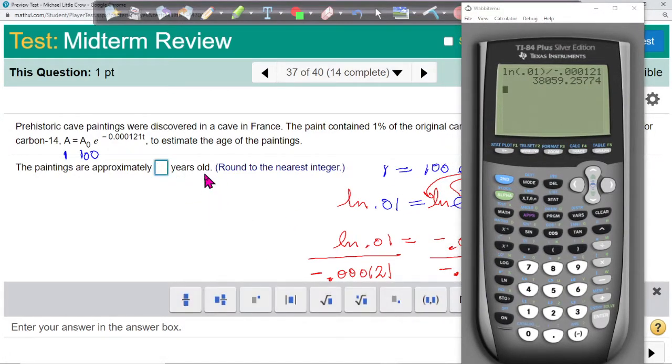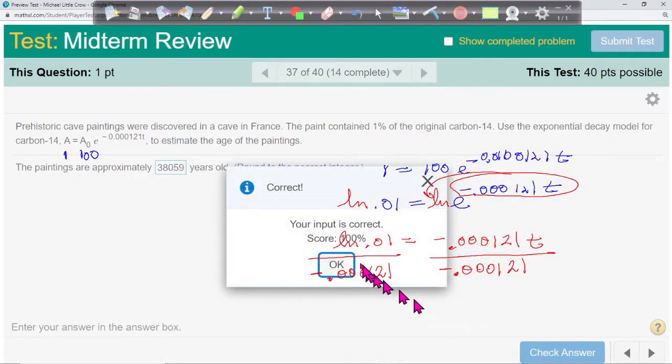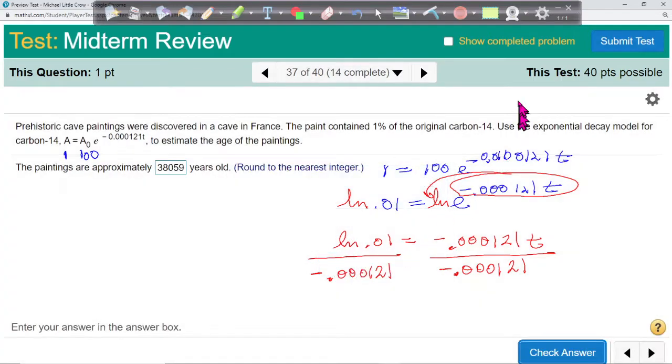This is how they do it. 38,059, round to the nearest integer. So we leave it at the 9 because it's a 2, so round it to that. And that should be good. 100% good.